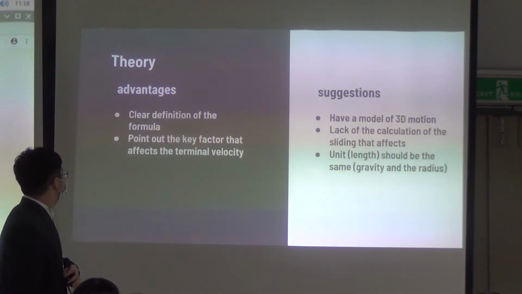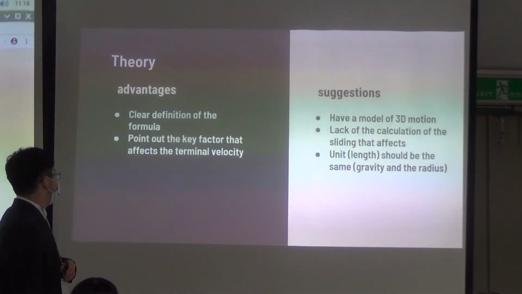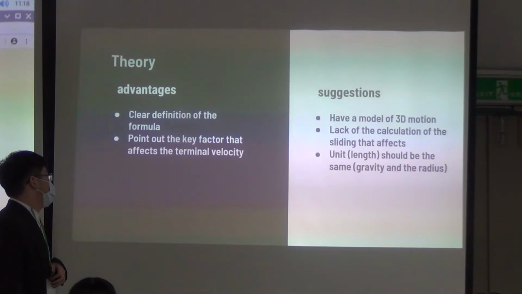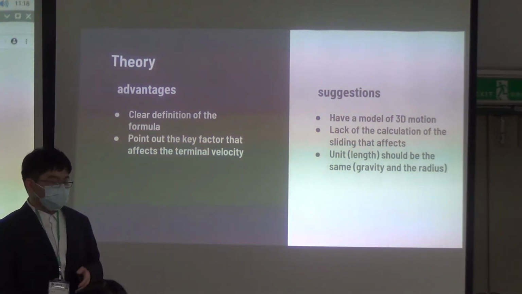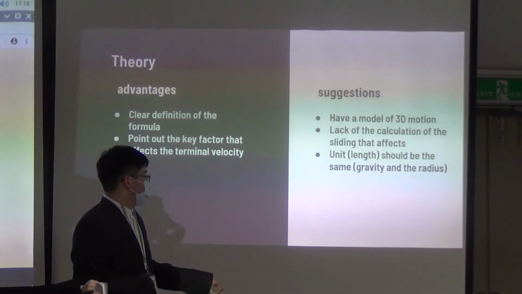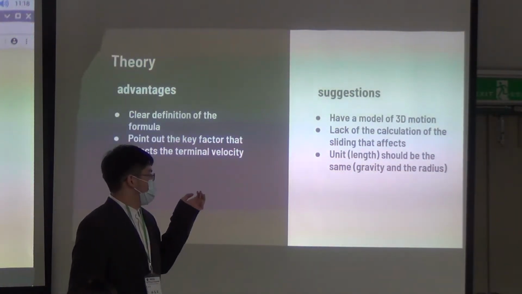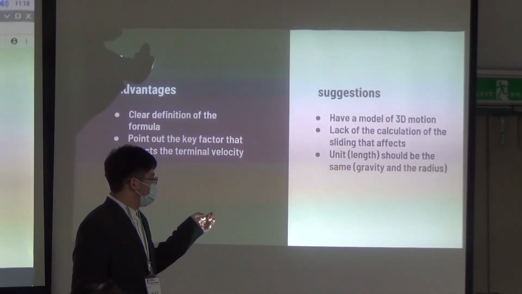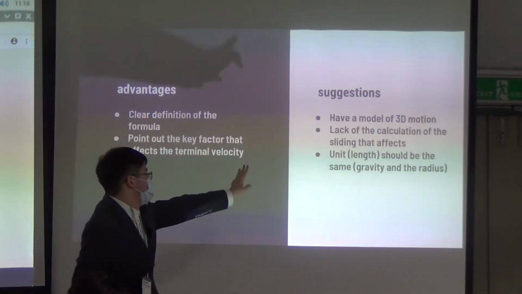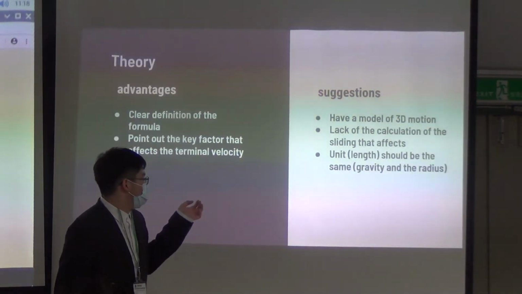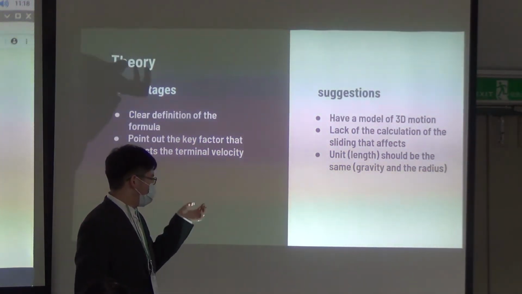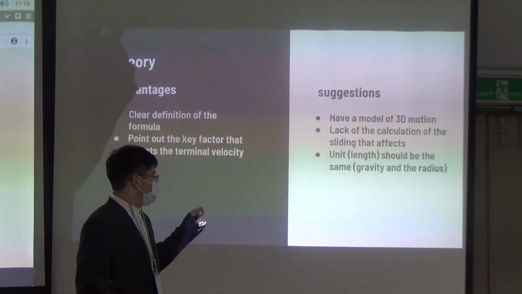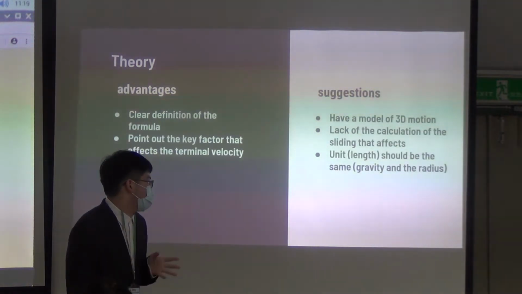And about this theory, your advantage is that they have a clear definition of the formula, and then point out the key factor that affects the terminal velocity, which is the sliding. Our suggestion is that they should have a model of a 2D motion, I'm sorry, it's a typo. And they lack a calculation of the sliding that affects it. And the unit, which is the last, should be the same.